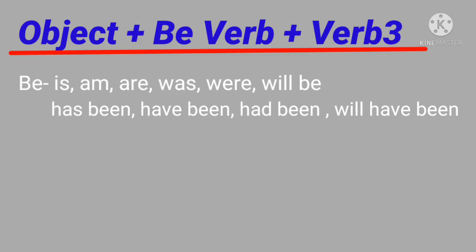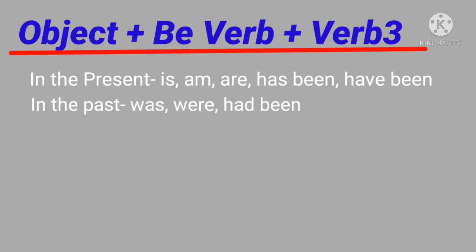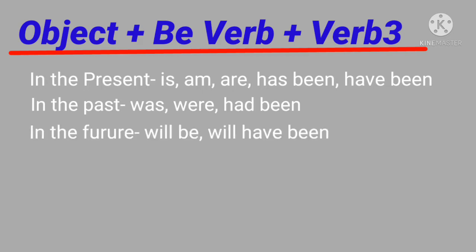A form of be means is, am, are, has been or have been, was, were, had been, or will be. Actually, has been is not a form of be, but we use these helping verbs to form a passive sentence. In the present, we use is, am, are, has been and have been. In the past, was, were and had been. In the future, will be or will have been. Only these helping verbs are used to form a passive sentence. Okay.